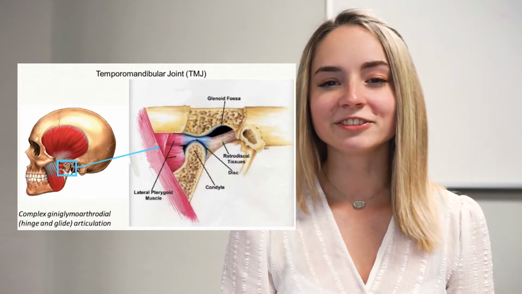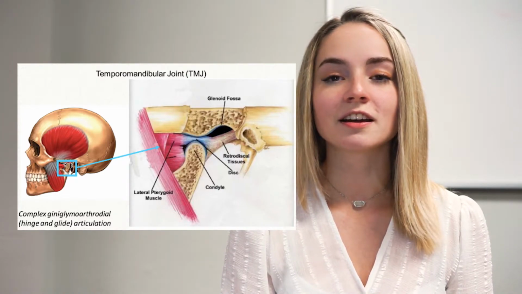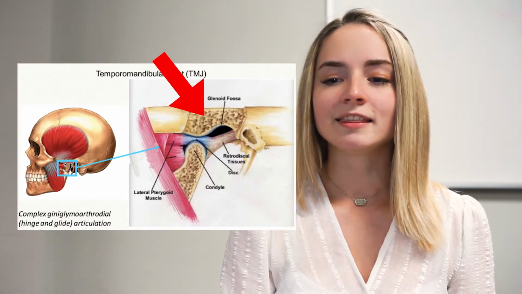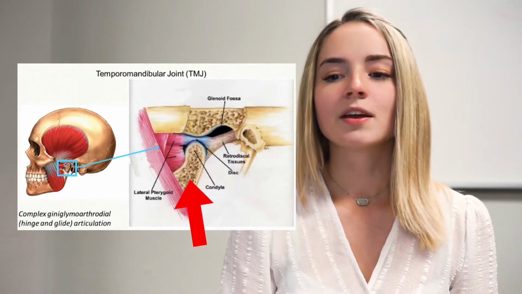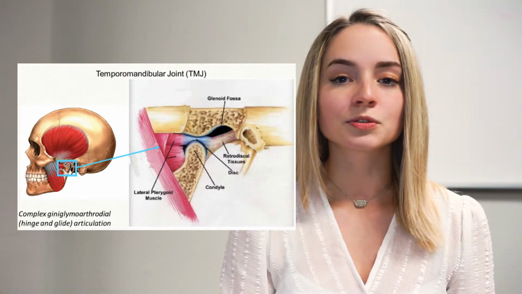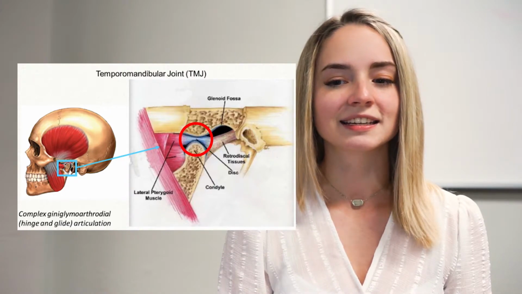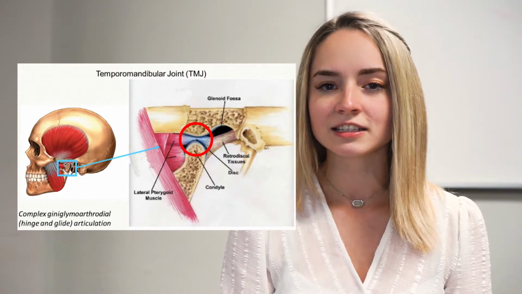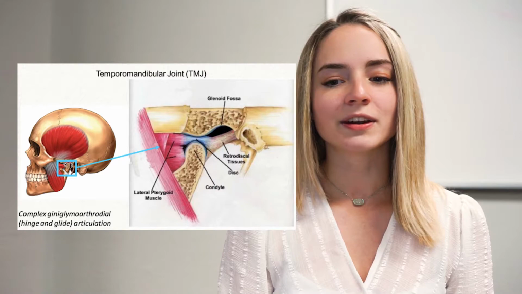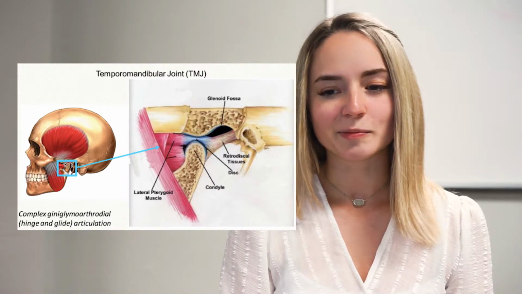Zooming in on the TMJ region, you can see the glenoid fossa of the temporal bone here and the mandibular condyle here. Within these two bones lies the actual temporomandibular joint disc. The disc itself is an articular disc that separates the joint into superior and inferior components.